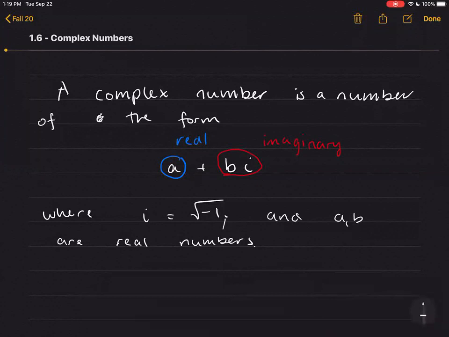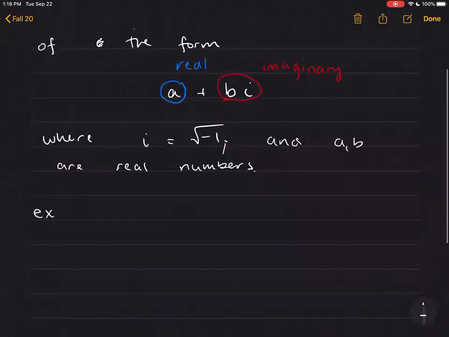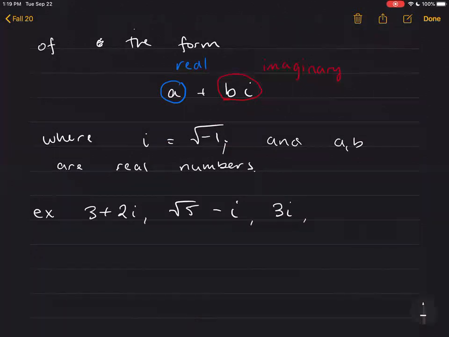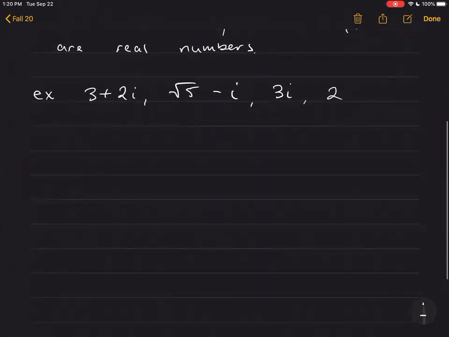Okay? Some examples of complex numbers might be something like 3 plus 2i, like that's a complex number. It can even be like the square root of 5 minus i, maybe. It could just be like 3i, so like an entirely imaginary number. And so these are like some common forms that you'll see. You might notice that if we let b equal 0, we can have just a real number like 2. Real numbers are like a small part of complex numbers, where just the imaginary part is 0, but don't worry too much about that. So when we're dealing with complex numbers, there's a couple operations that we can do.